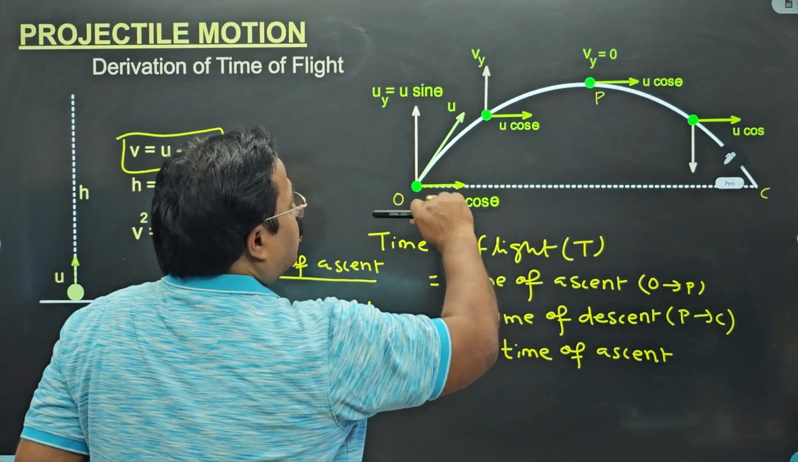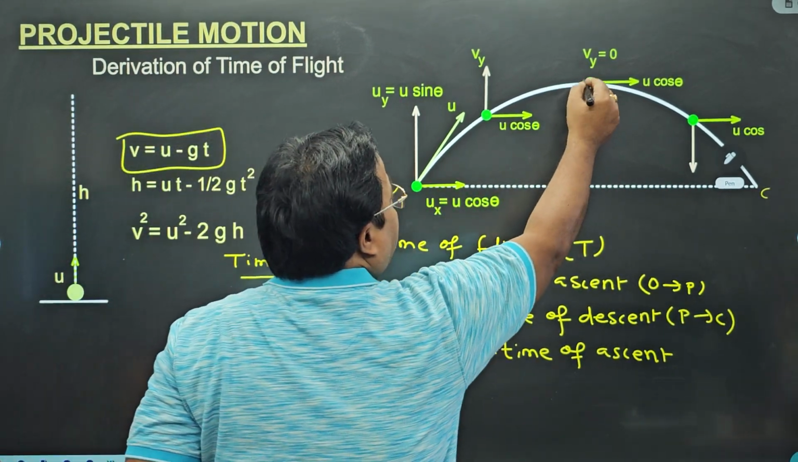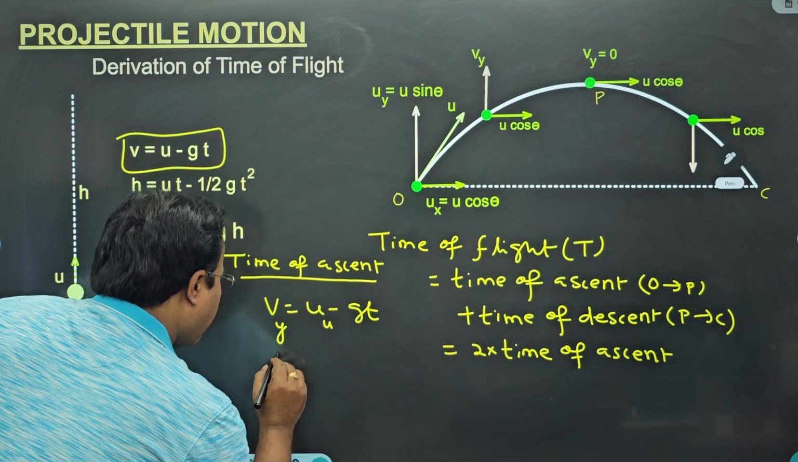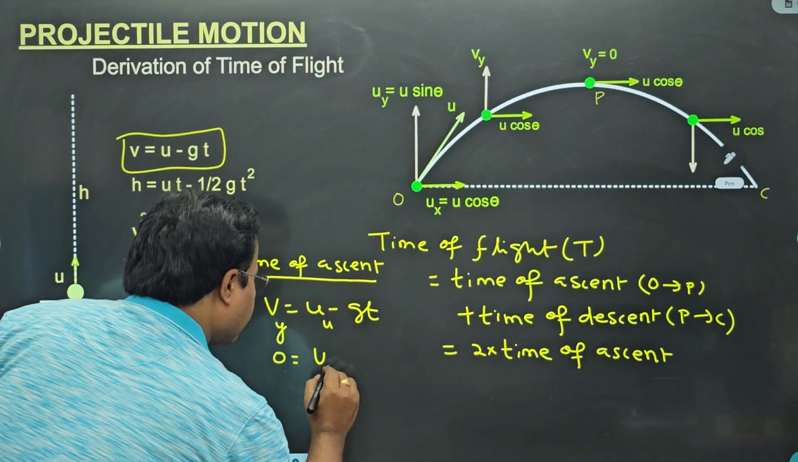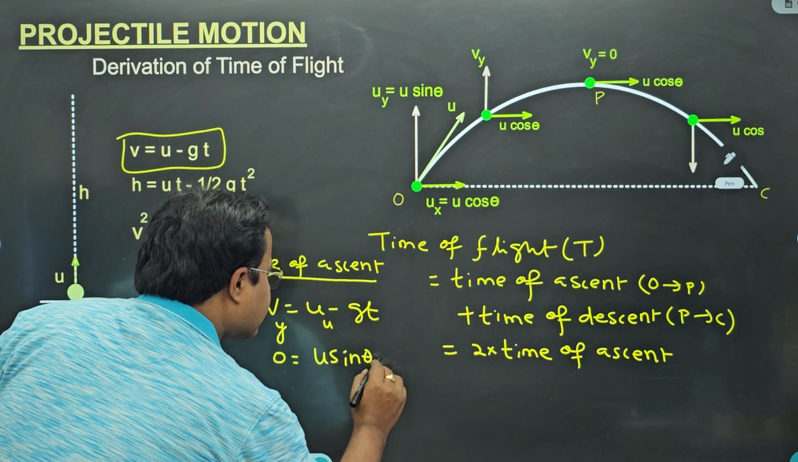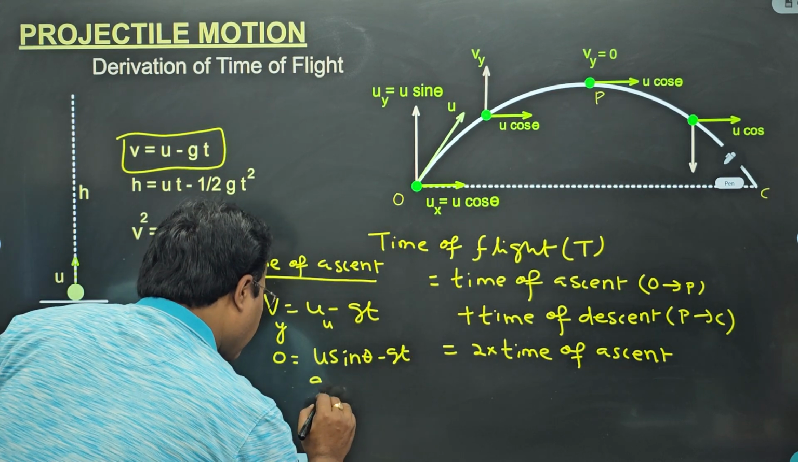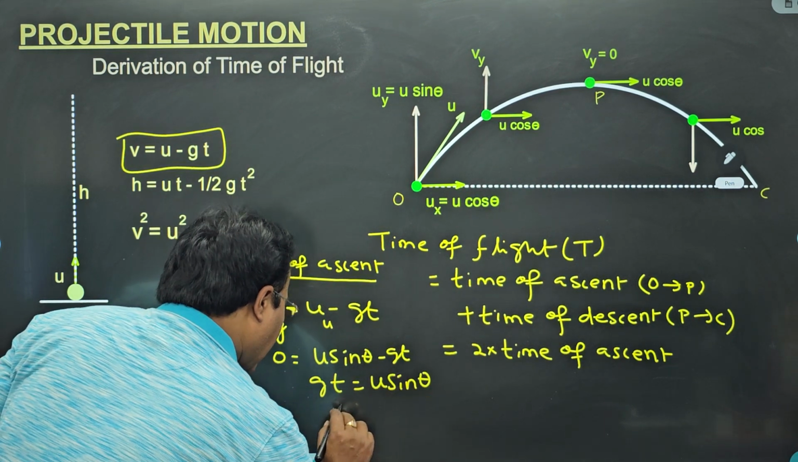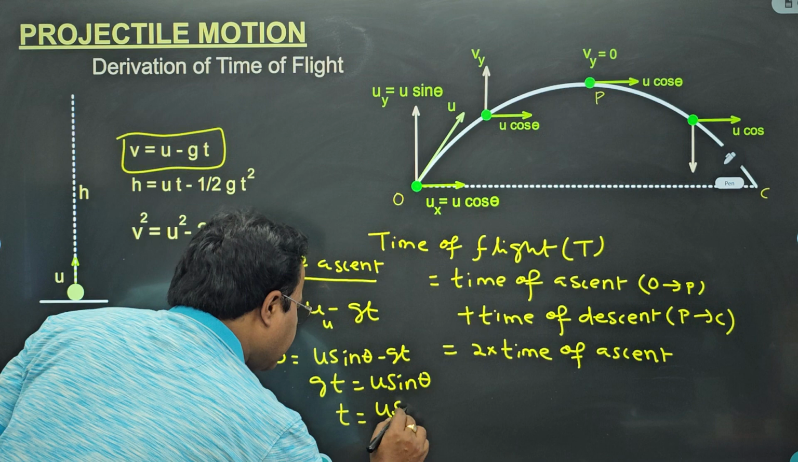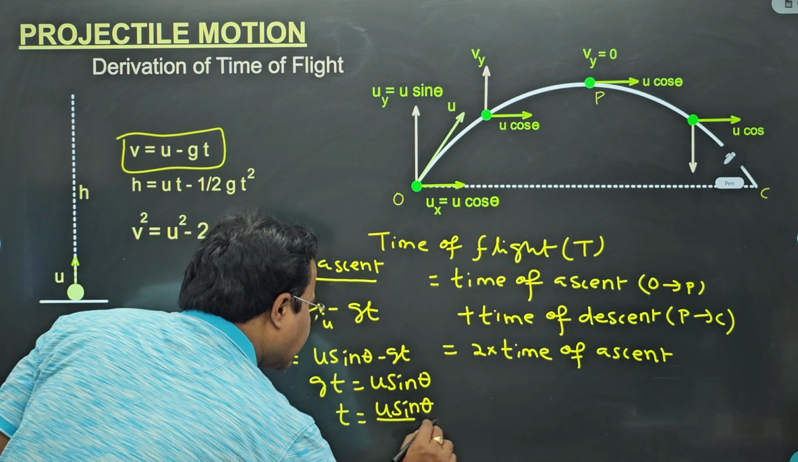Okay. So to find time of ascent, the final position is P, where the vertical component is 0. The vertical component of the velocity is equal to U sin theta minus G into T. Therefore, G into T is equal to U sin theta. Then time of ascent is equal to U sin theta by G. This is the time of ascent.